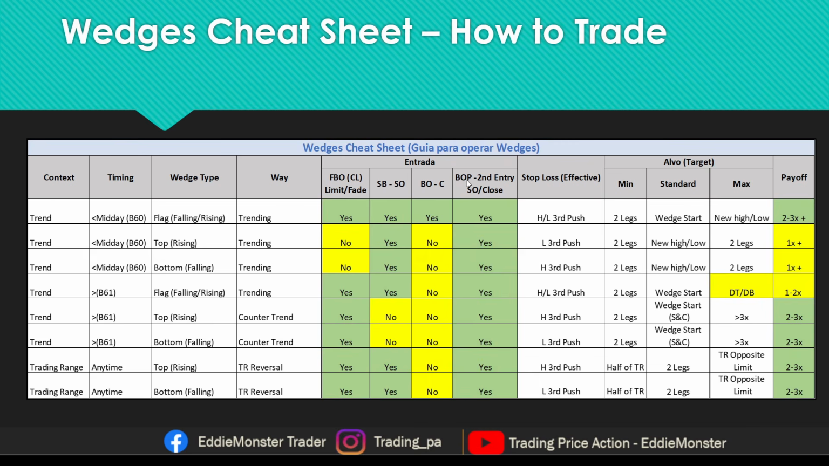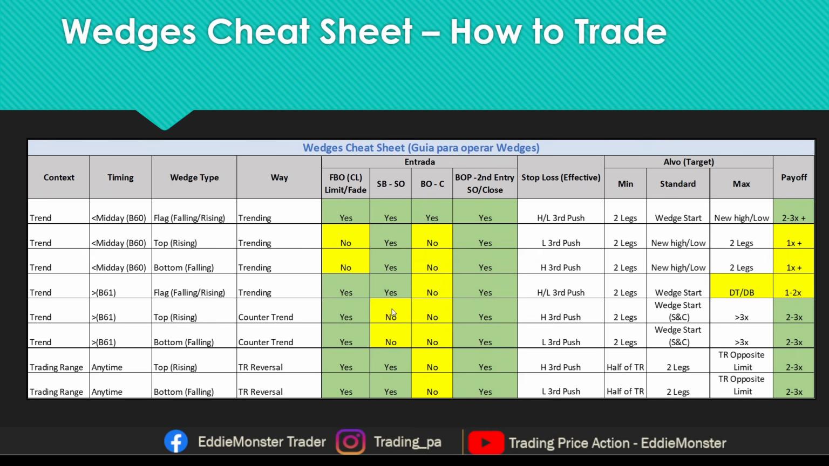When I say breakout pullback, I'll come back to the breakout pullback and explain that a little bit more. Then counter trend: when we have a trend that is late in the day, we have a top wedge and a bottom wedge. We can bet on counter trend, of course, right? This is something that we can make. It's better to make with limit and fade. This is not a trade for beginners. It's a trade for experienced traders, of course.